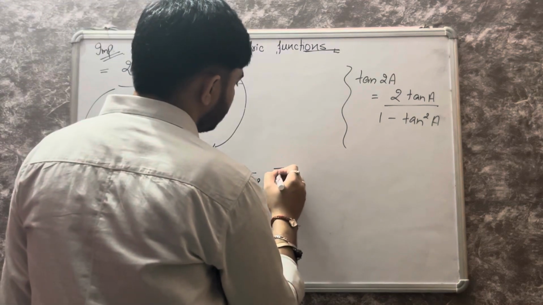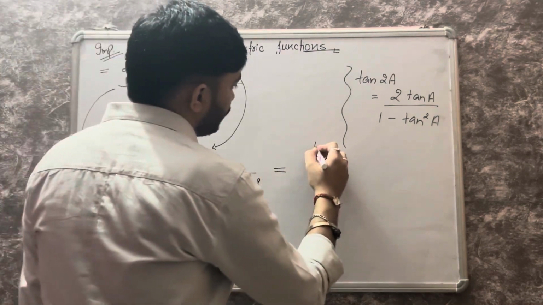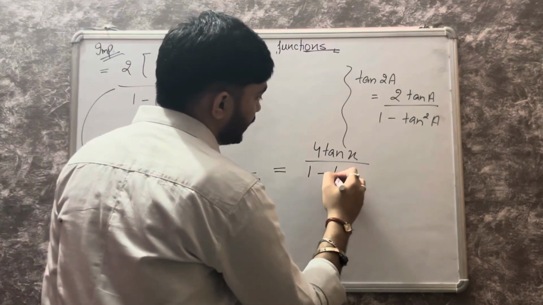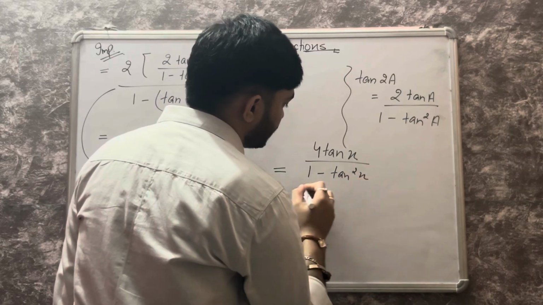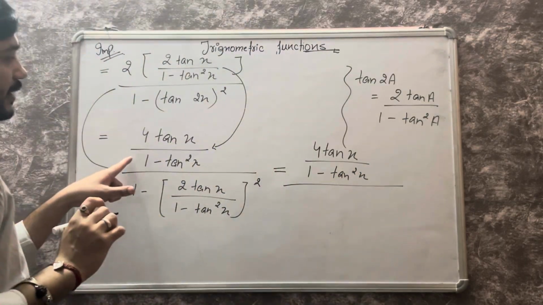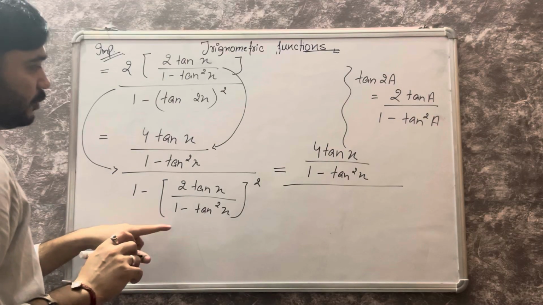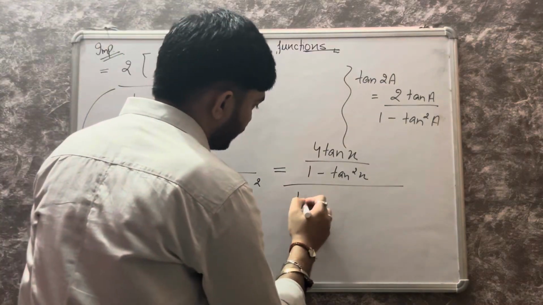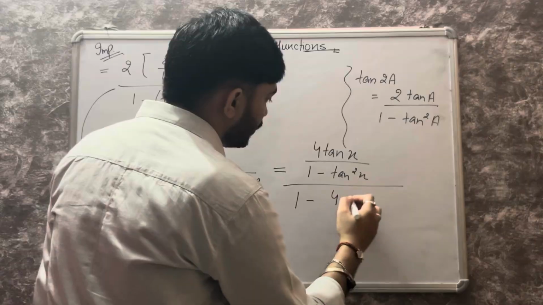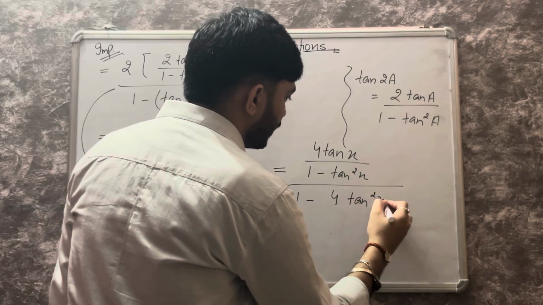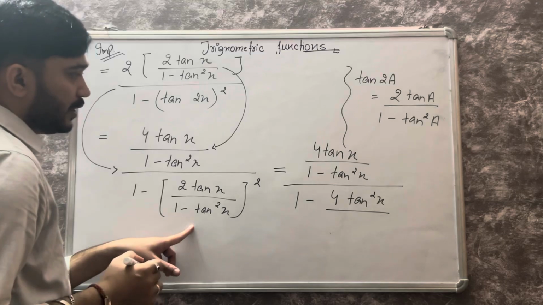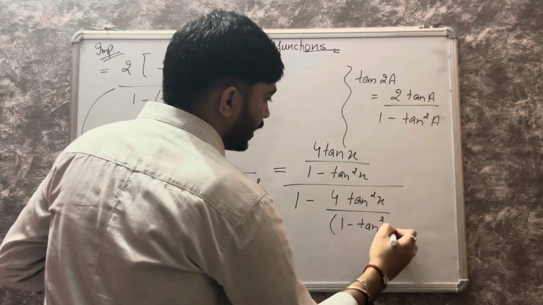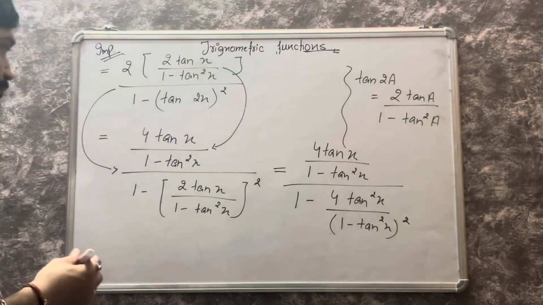Now what we are going to do is write 4 tan x as it is. We are left with 1 minus tan square x. We are not going to do anything in the numerator, but we are going to solve the denominator. Just bring the square into the bracket and you will get 1 minus 2 square is 4 and tan square x divided by, here in the denominator we will get 1 minus tan square x whole square. Any doubt?